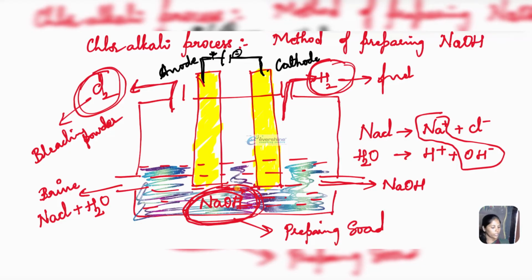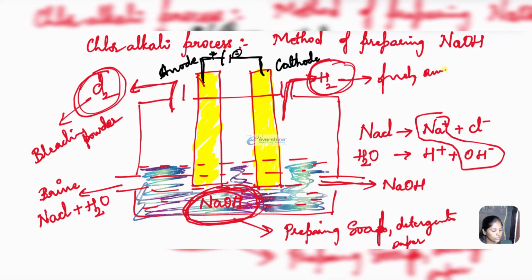NaOH we can use for preparing soaps, detergents, paper, and hydrogen gas can be used as fuel. It can be used for ammonia for fertilizer, and chlorine can be used for CFCs, for PVC pipes, and for preparing bleaching powder. So chlor-alkali process is a method of preparing NaOH. Any doubt here?